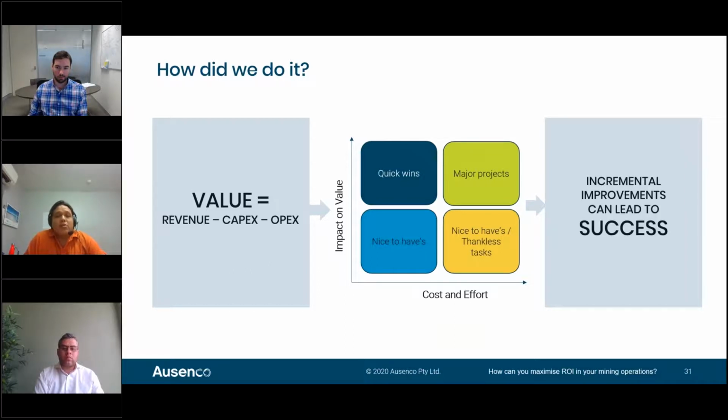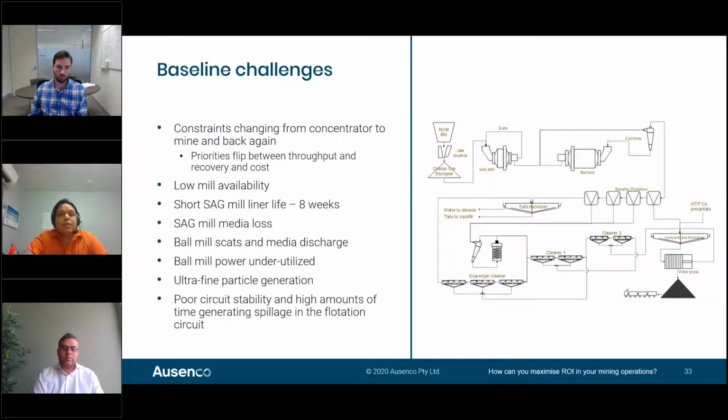Key takeaways we want to convey from this is many incremental changes over a sustained period can deliver significant results, and solutions don't always have to be new and novel. Often a simple solution driven by strong technical support and using learnings from the team's experience can lead to good results. If we can go to the next slide, please.